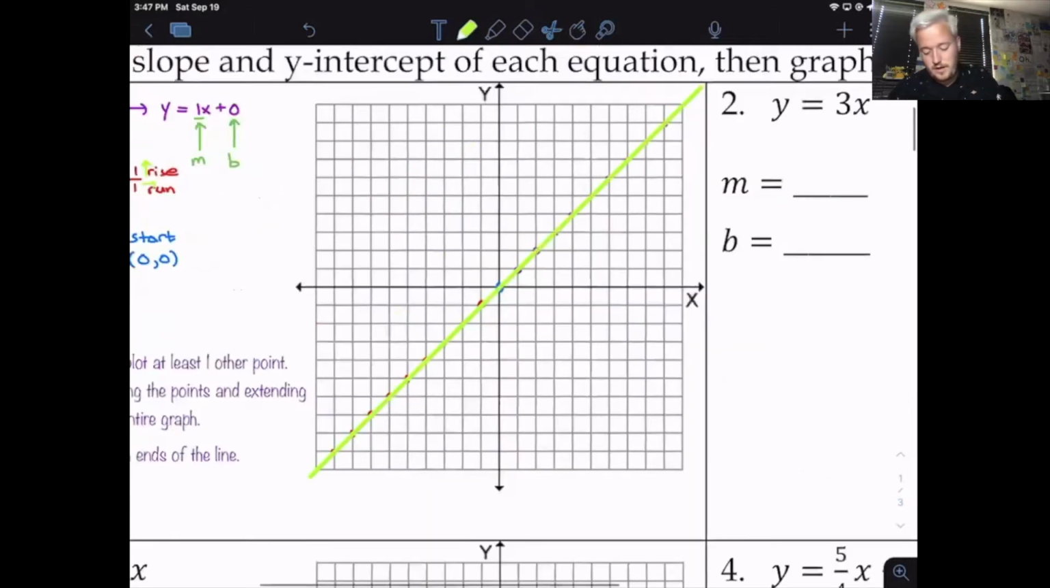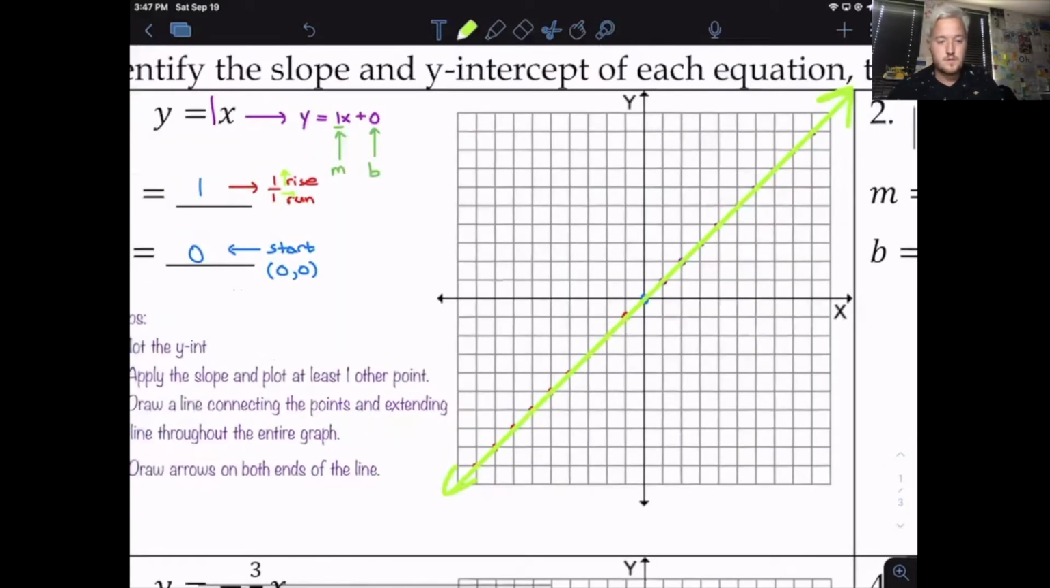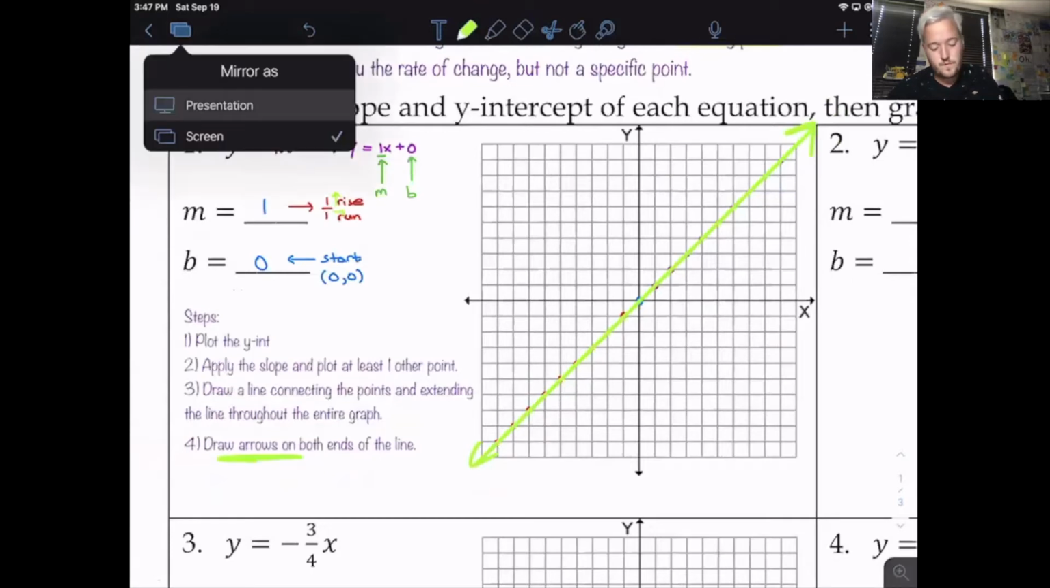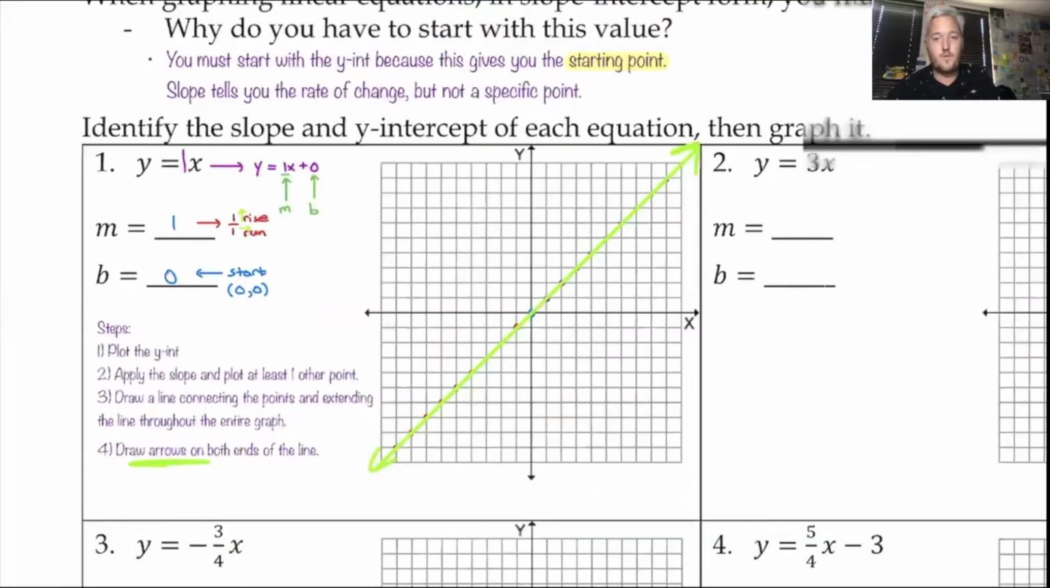All right, so there's your line, and then you want to draw arrows at the very end to signify that it's going to go on indefinitely. Okay, so the arrows, that is step 4. All right, so moving on. So now we have y equals 3x.